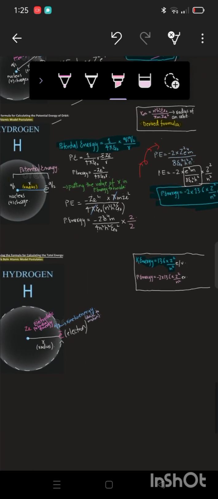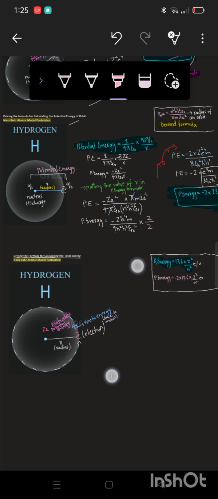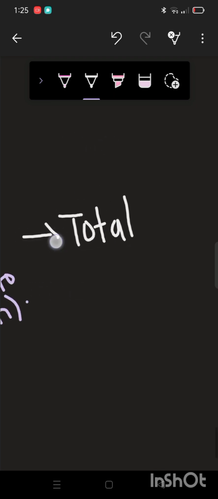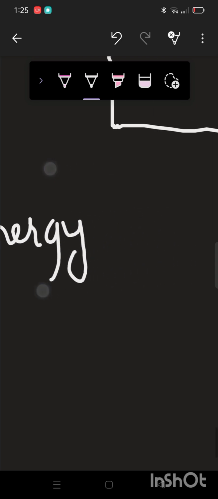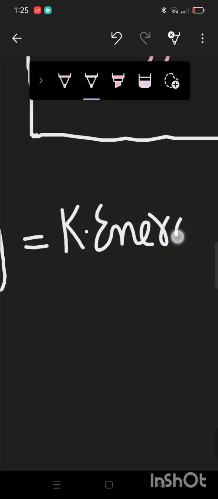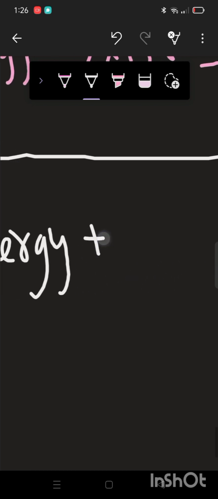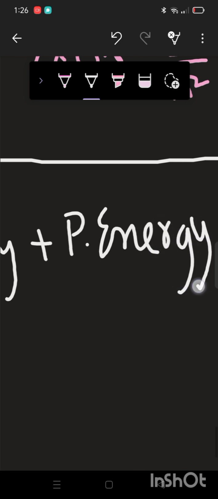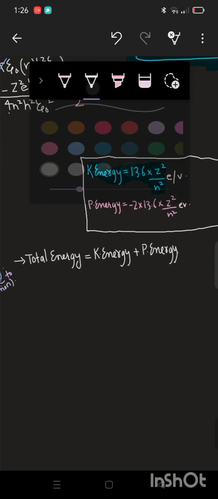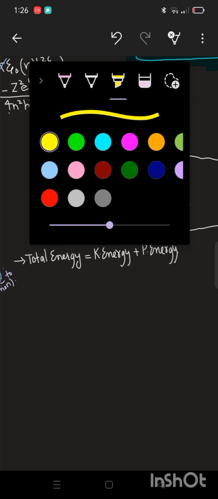Okay, so our task today is to find the total energy of the shell, right? And we know that the total energy of the shell will be equal to the kinetic energy plus the potential energy. This is the formula for calculating the total energy of the electron, not the electron but the shell. Okay, let me highlight this now with the yellow color.